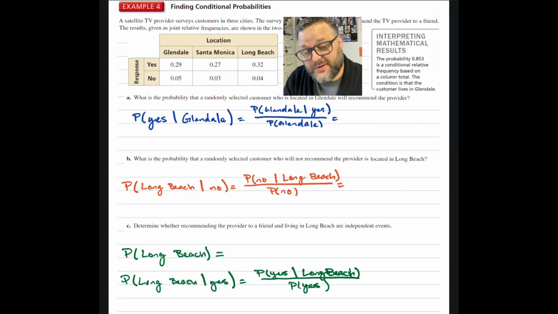All right, ladies and gentlemen, here goes example 4. This one's a little bit wordy and at first could be a little confusing, but follow along with me and I think we'll get through this just fine.